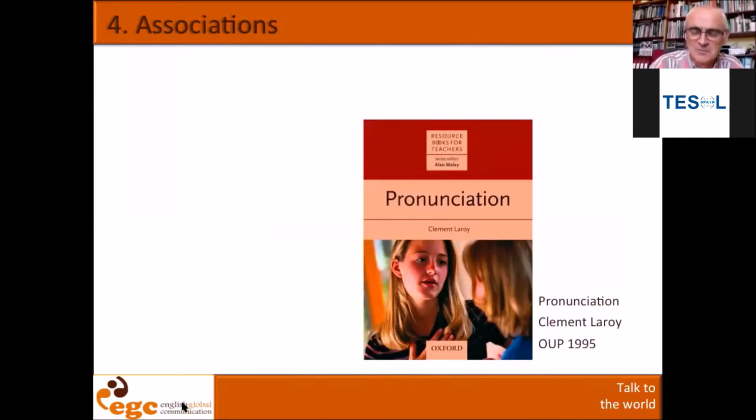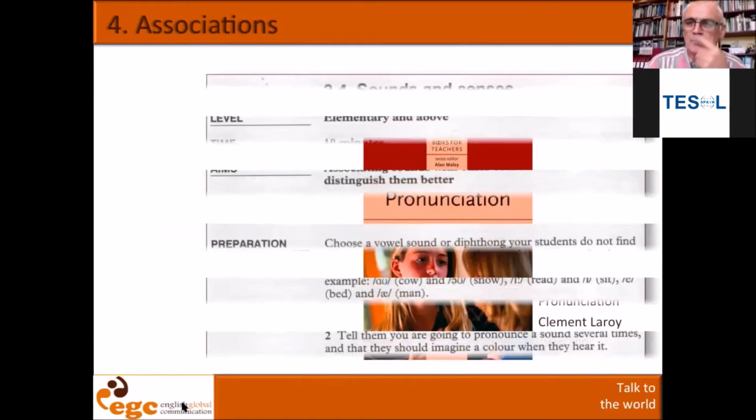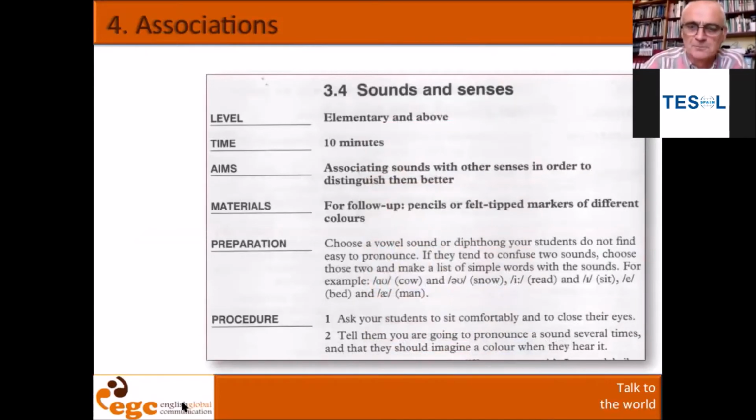So this is getting quite a long way away from where we were at the beginning with diagrams and charts. And this guy takes you even further away. Clement Laroy was very much about right brain and about holistic learning of pronunciation, and all of the activities in his book are of that nature. The book's old, but the activities haven't aged. And this is strongly recommended if you want to get away from traditional explanations and want to get deeper into right brain learners' ability to deal with things which are not apparently rational.